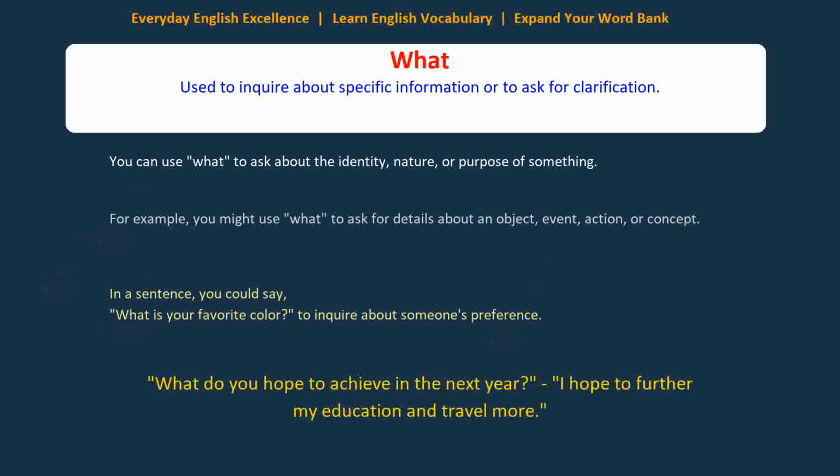What do you hope to achieve in the next year? I hope to further my education and travel more.